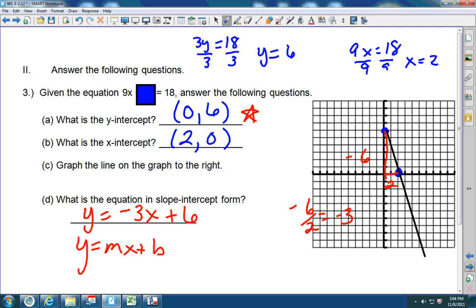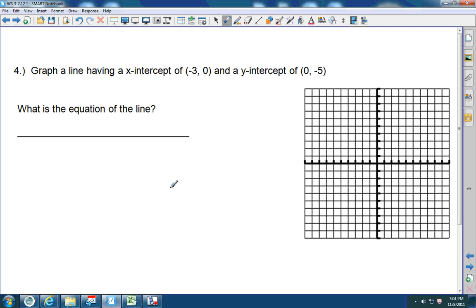Next. All right, they give me the x and the y-intercepts, and they want us to find the equation of the line. Well, I'm going to plot negative 3, 0, and 0, negative 5. And I will draw my line.